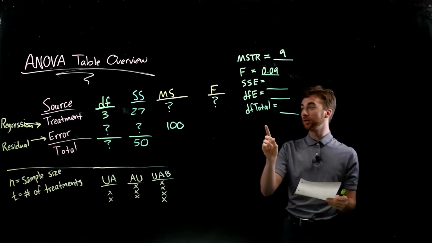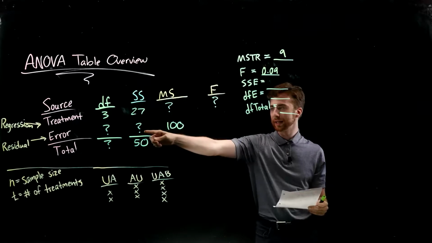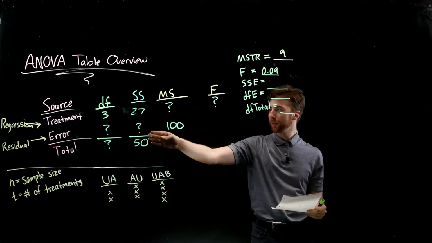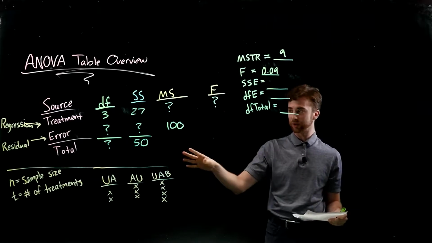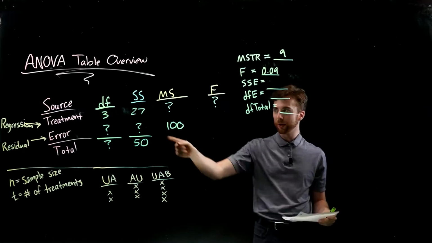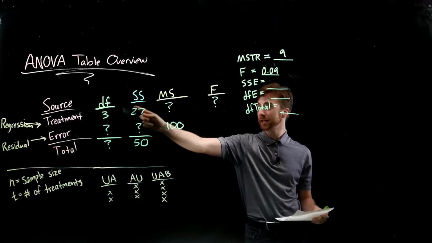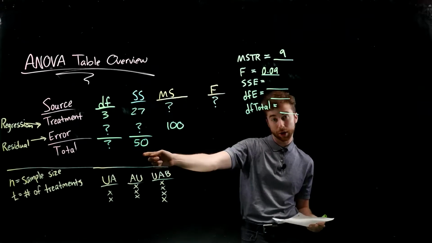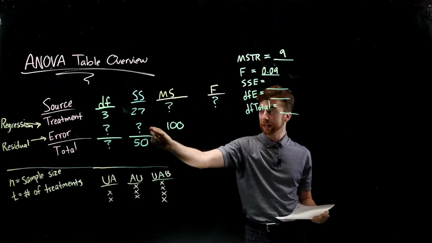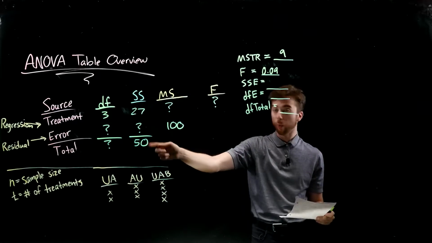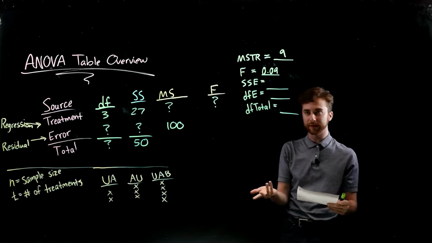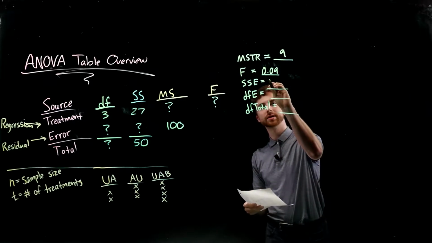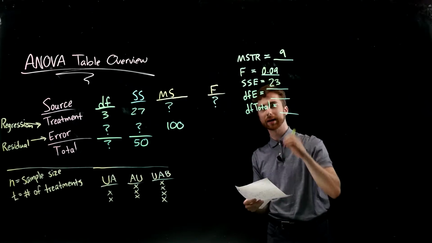So now let's do our SSE. We know that this is just going to be a plug figure from some sort of calculation that we had based on what we just went over. However, we know that if you take your SS treatment, or really anything that has a total down here, and add these two, it's going to give you your SS total. So 27 plus what equals 50? That's going to be 23. So we have 23 right there now. Okay, and we just keep moving on.